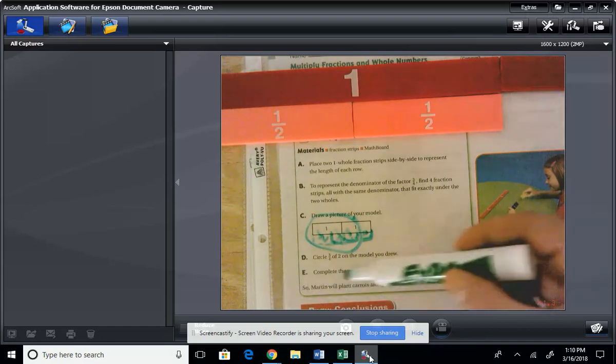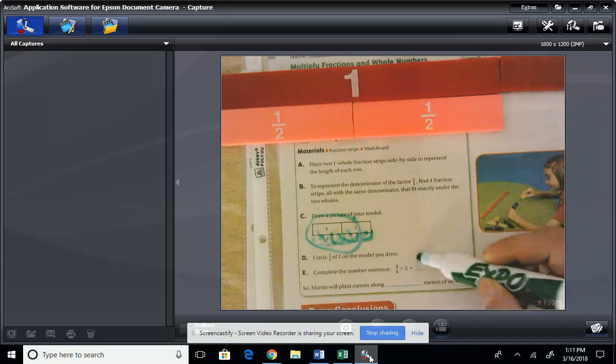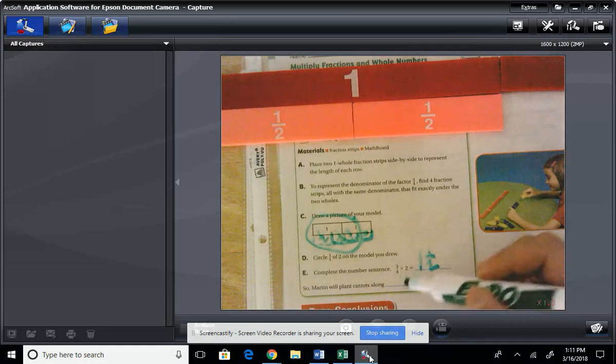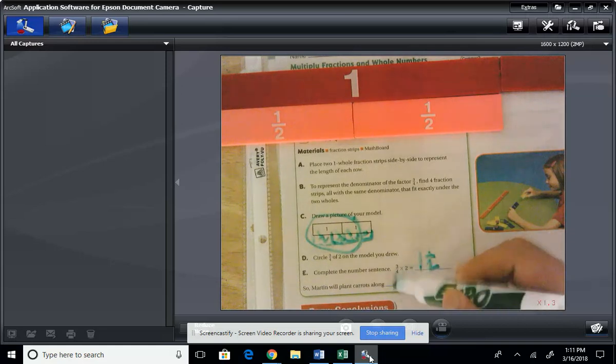So complete the number sets. 3/4 times 2 equals 1 whole and 1/2. So the meters of carrots is 1 whole row and 1/2. Now, does that make sense to you?